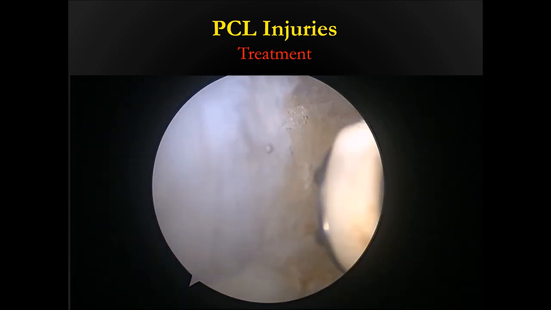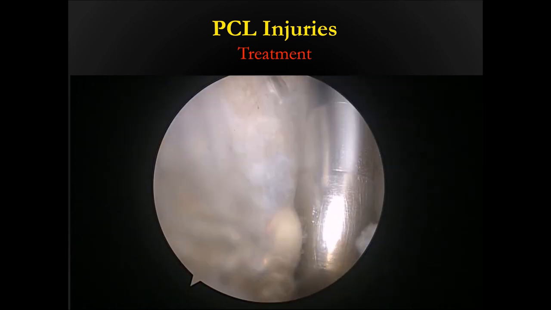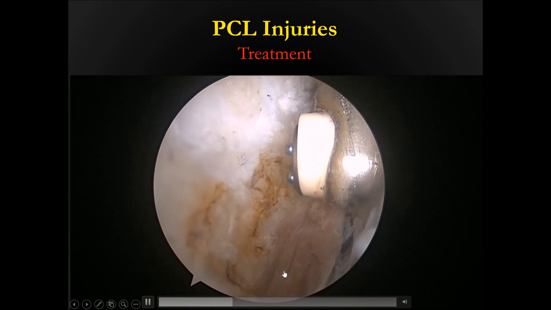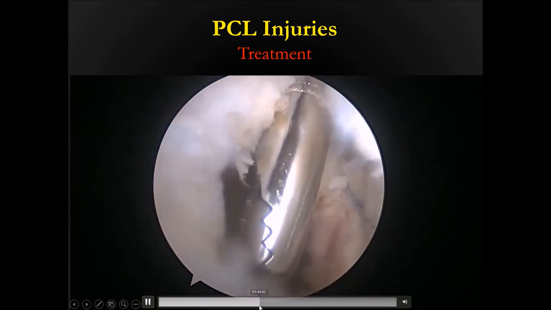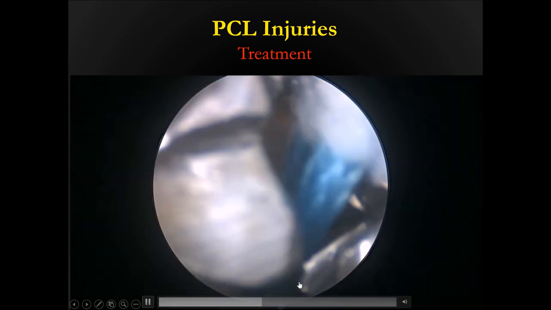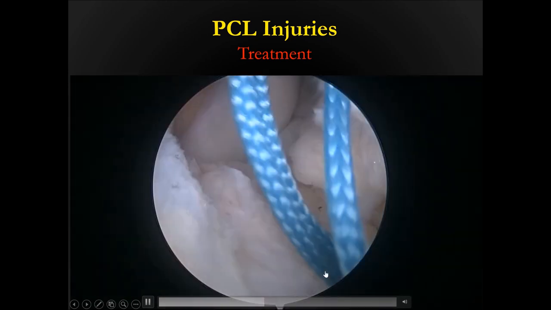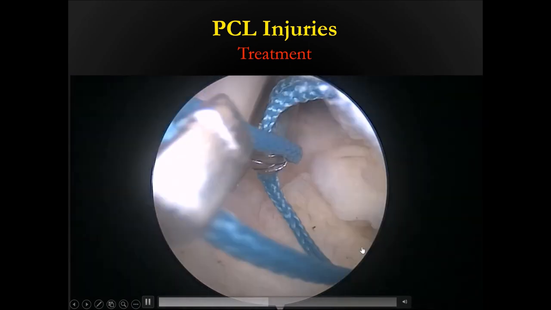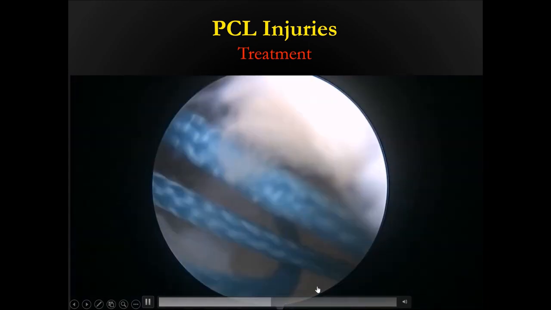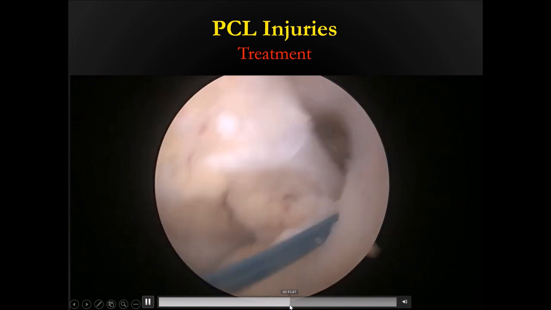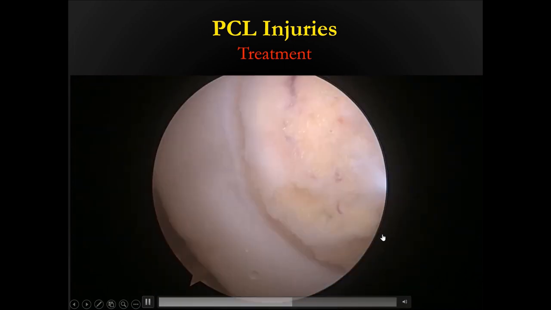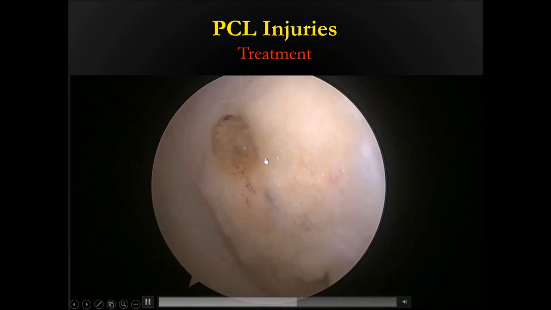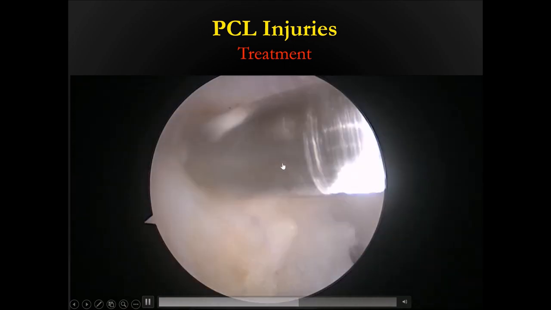I find the PCL insertion, and then we make a tunnel from the front, okay? Just to show you, then you make a tunnel, then you pass this suture from tibia to femur, okay? Now we pass the tibia and then to the front. Then we make another tunnel in the front. You see, this is between the ACL and PCL. And this is the PCL remnant. We mark the point and make a hole in the femur.